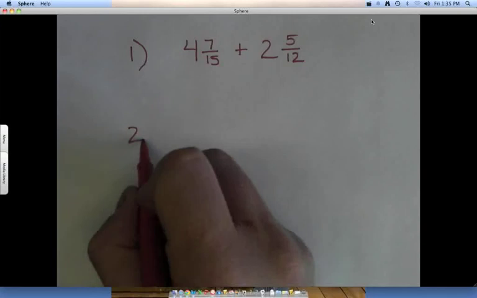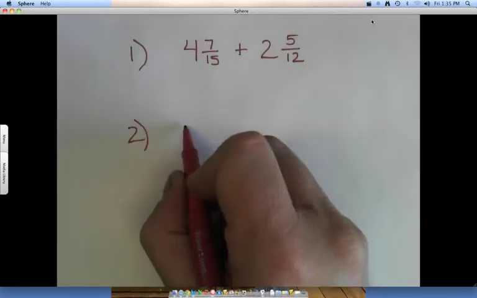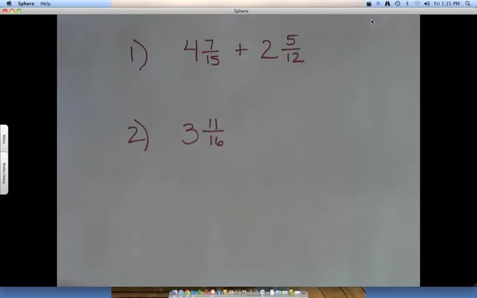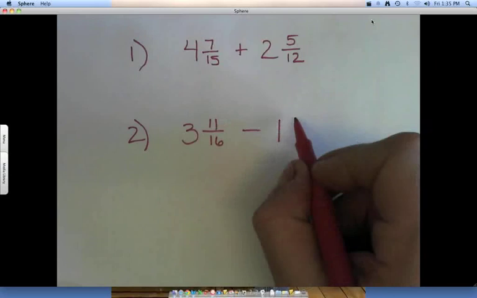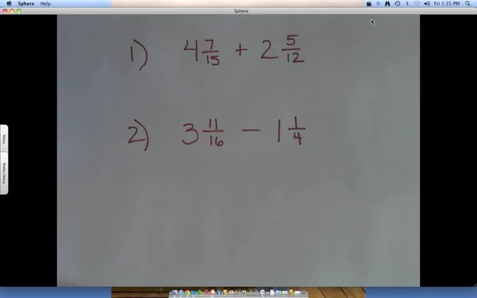The second problem I want you to do is a subtraction problem. 3 11/16 minus 1 1/4. Again, these are the two problems I want you to complete and bring to class on Monday.